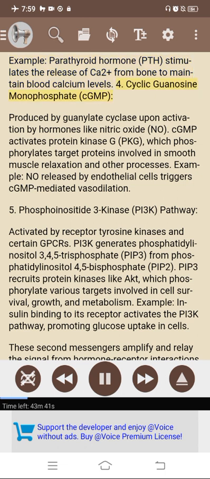4. Cyclic guanosine monophosphate (cGMP), produced by guanylate cyclase upon activation by hormones like nitric oxide (NO). cGMP activates protein kinase G (PKG), which phosphorylates target proteins involved in smooth muscle relaxation and other processes. Example: NO release by endothelial cells triggers cGMP-mediated vasodilation.